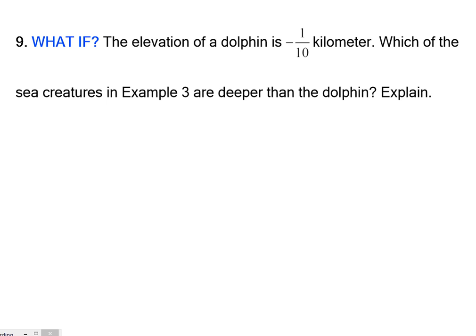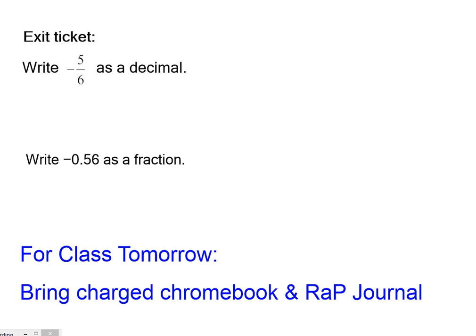Now, for question number 9, I want you to explain what if the elevation of the dolphin is negative 1/10 of a kilometer? Which of the sea creatures in example 3 are deeper than the dolphin? So add the dolphin's depth to the number line and see which creatures are further negative. Be able to explain your thinking in class tomorrow.